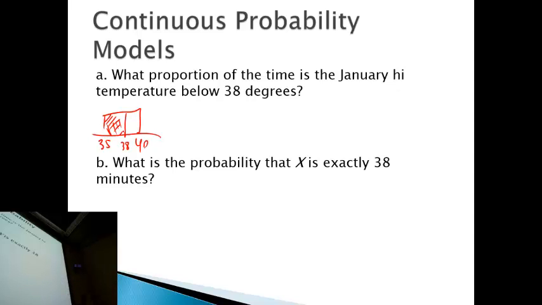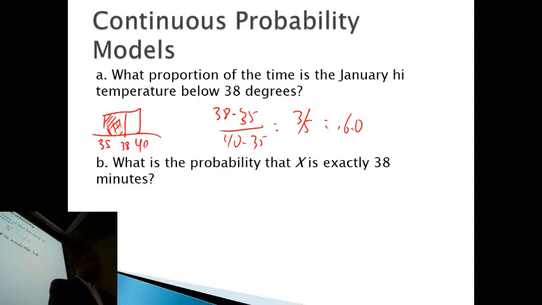and again, temperature is a measurement, right? So it could be 37.6 degrees, it could be 37.8 degrees, but the weatherman will probably just say 38 degrees. So the probability here is 38 minus 35 out of 40 minus 35, which is basically 60%. So according to this, if everything is behaving the way it's supposed to, there's a 60% chance that the high temperature is below 38.